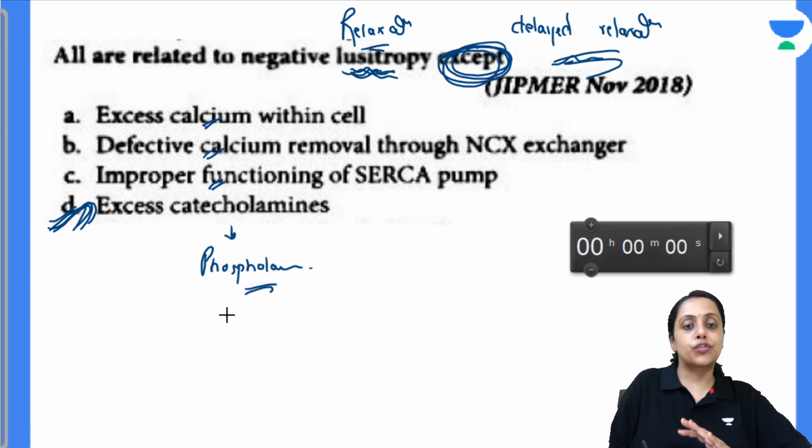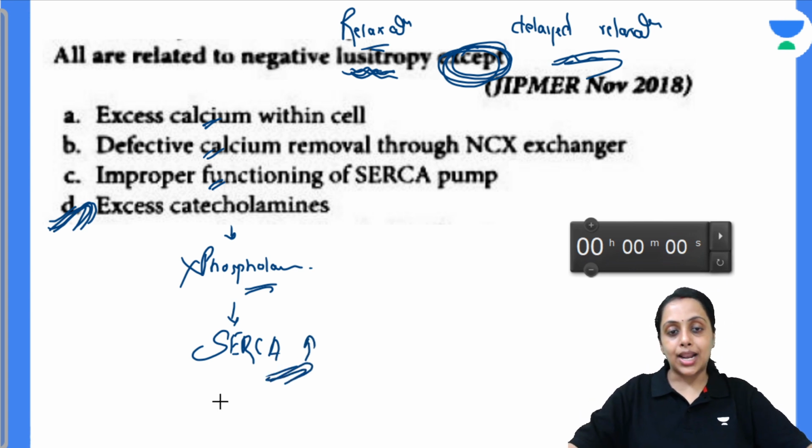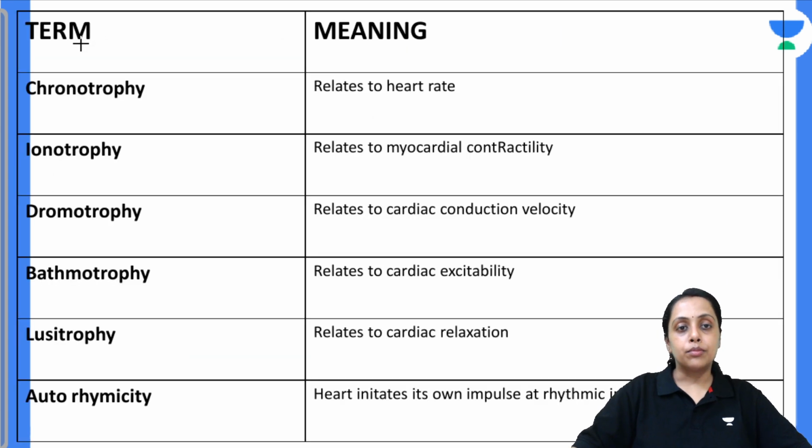So what does phospholamban do? It inhibits the SERCA pump. So out here, the SERCA pump will not be inhibited. SERCA pump activity is going to increase, so it is going to cause an increased rate of relaxation. So the answer is D. Is this clear? So that was a nice question. Do you remember? Okay, moving to the next one.